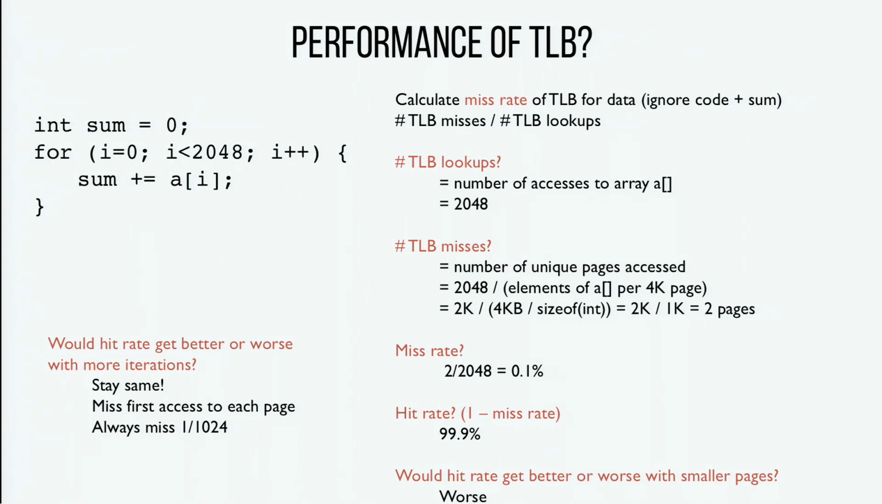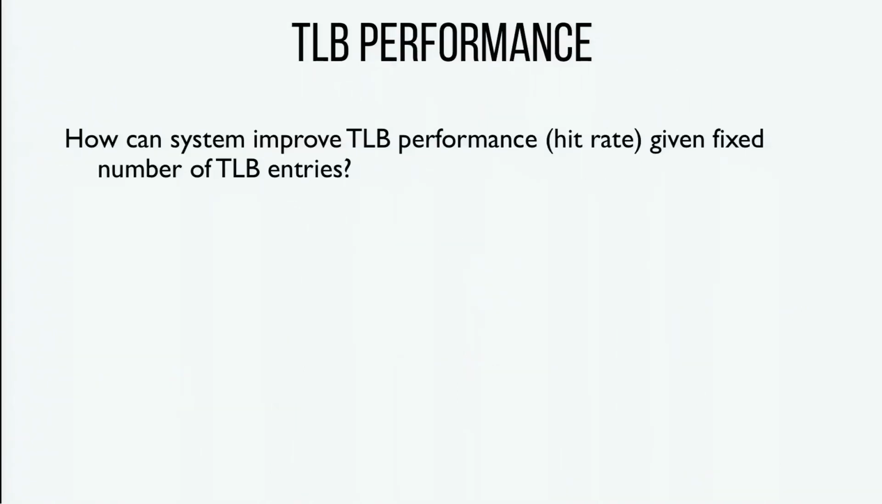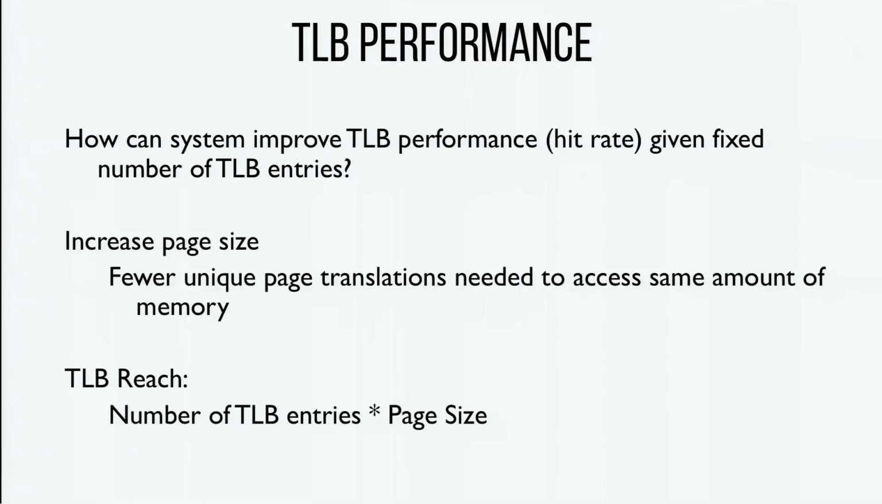It's not going to be the case for other workloads, but it is for sequential accesses. So you really just need 1 TLB entry. This is the opposite of the question I asked you before. If you want to improve your hit rate and you have only a certain number of TLB entries, like 256, the way to do that is you increase your page size so that more addresses have the same page translations.